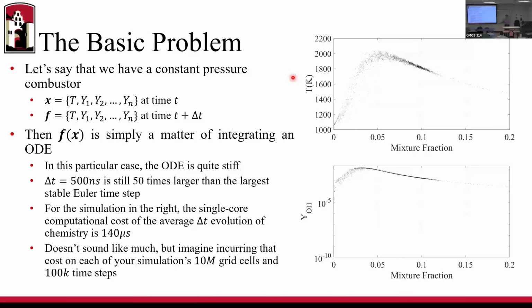So if you have a nice large grid of 10 million grid cells and a time interval of 100,000 time steps, which can be quite standard for combustion, you may have even larger grids. Then multiply those 140 microseconds by what is going to be 10 to the 11. So obviously, this computational cost is going to add up significantly. In general, whenever you have a cell-wise, time step-wise operation like that, you usually want to make sure it's on the order of 1 microsecond.